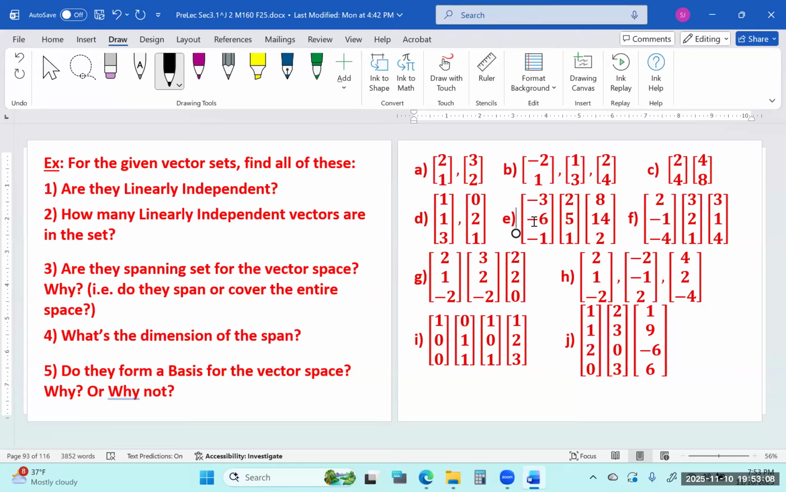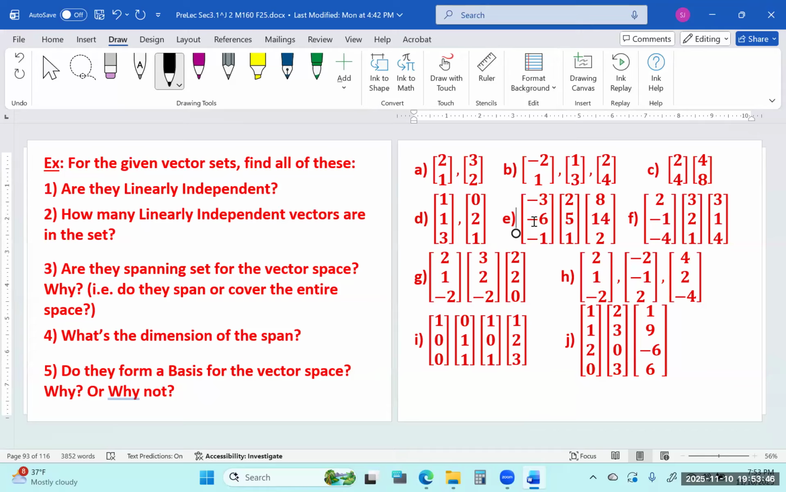Does this spanning set cover the entire R3? No. We need 3 independent vectors to cover R3. How much do 2 vectors cover? The XY plane, a 2-dimensional plane. So in XYZ space, in 3D, they only cover a plane, the XY plane. They do not cover the entire 3D space. It's like a sheet. With 2 independent vectors, you get only a sheet in 3D space.